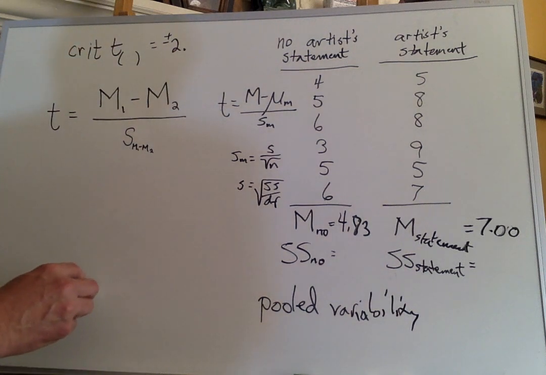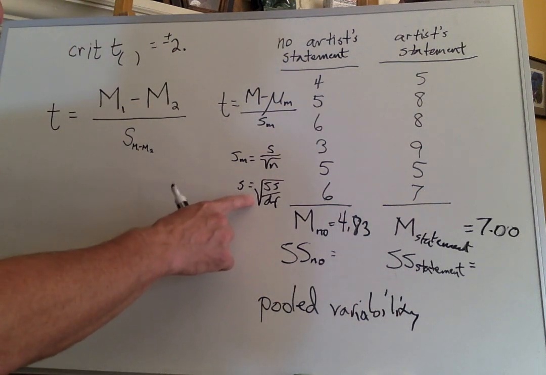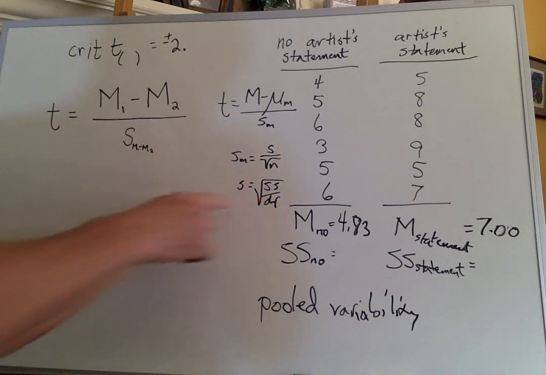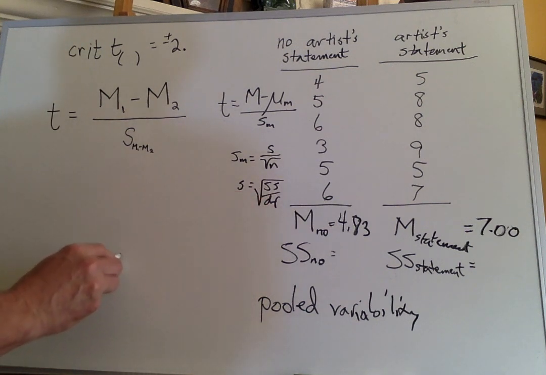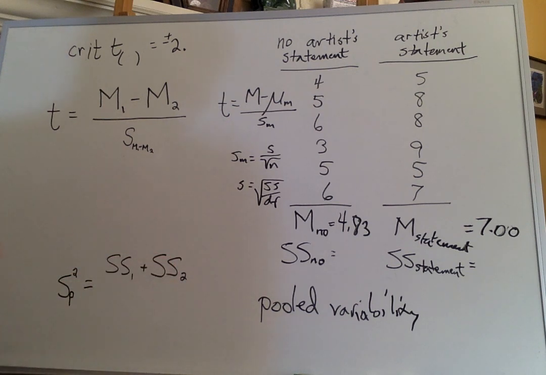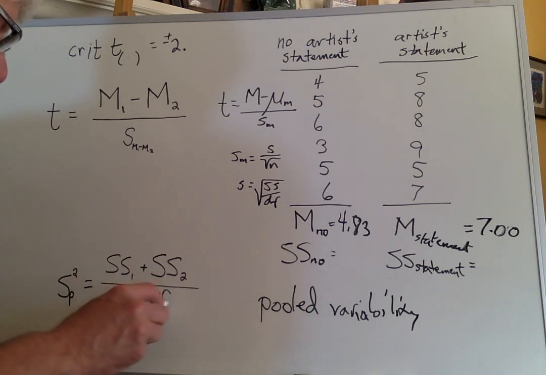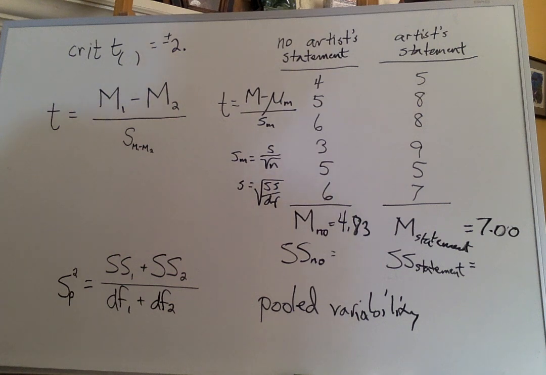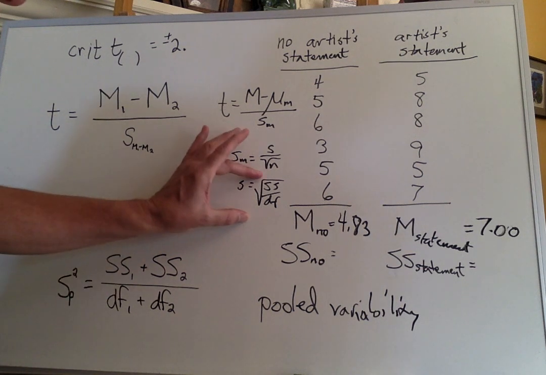And here's what it looks like. It looks very much like this, except squared. So we're going to get the sum of squares for group 1 plus, because we're pooling it, the sum of squares for group 2, okay? We're going to divide by degrees of freedom for group 1 plus degrees of freedom for group 2, okay? So that's what we're going to do. That's the first step. That's equivalent to this step.